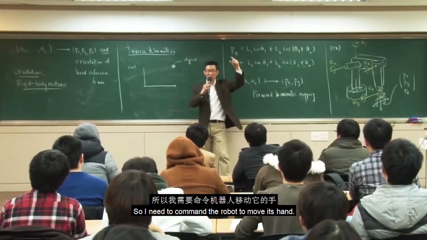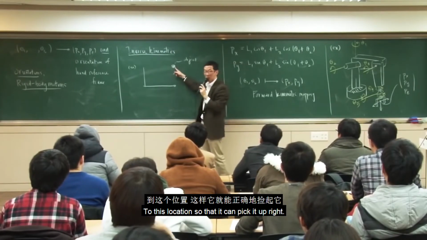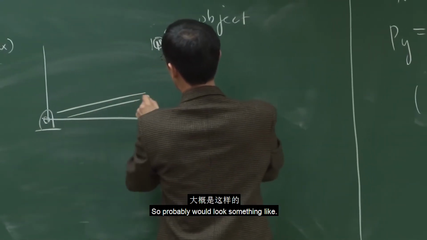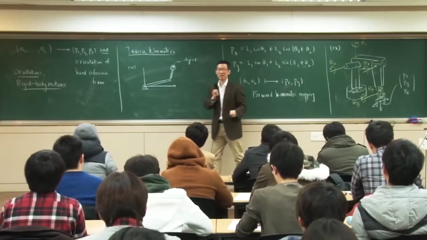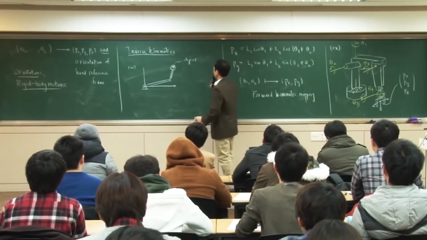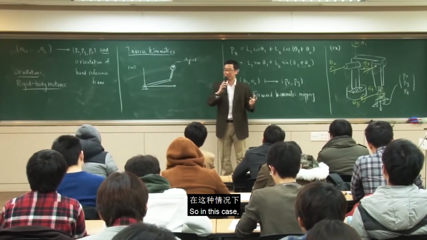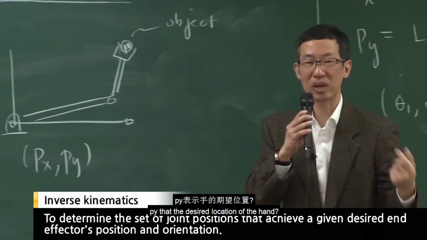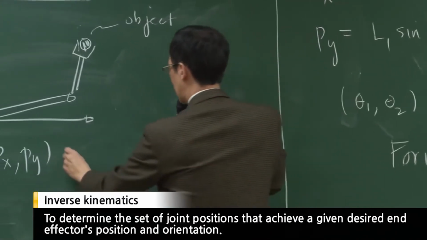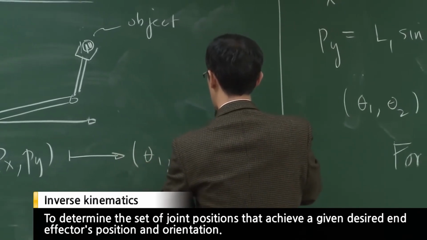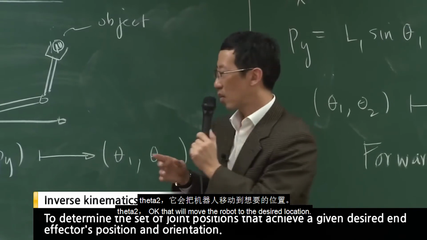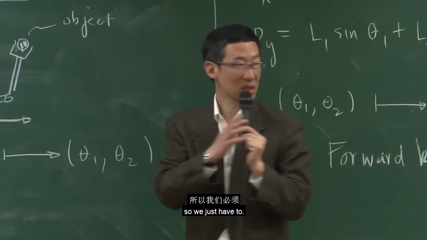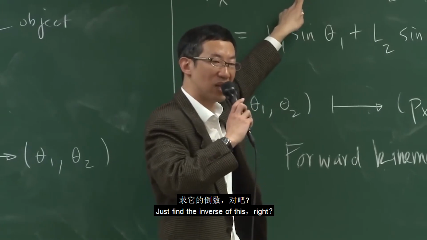So I need to command the robot to move its hand to this location so that it can pick it up, right? So it probably would look something like that. All right. So in this case, what we're doing is we're given px, py, the desired location of the hand, and we want to find the joint values, theta 1, theta 2, that will move the robot to the desired location, hand location. So here's the solution. So we just have to find the inverse of this, right?